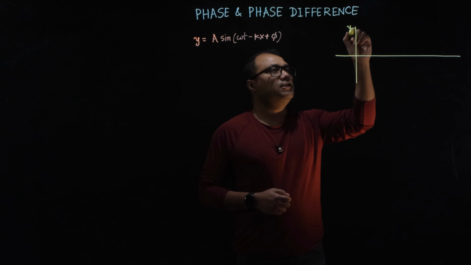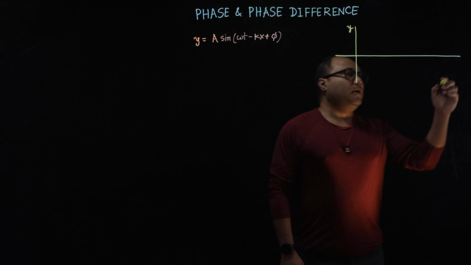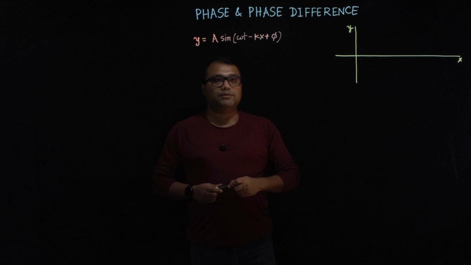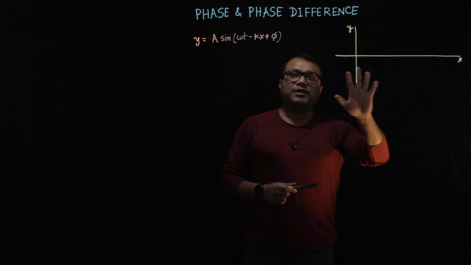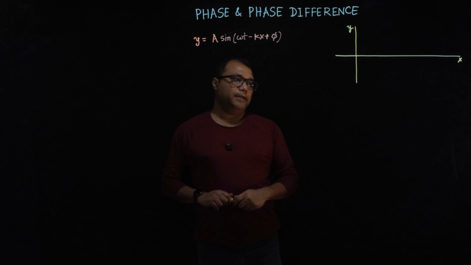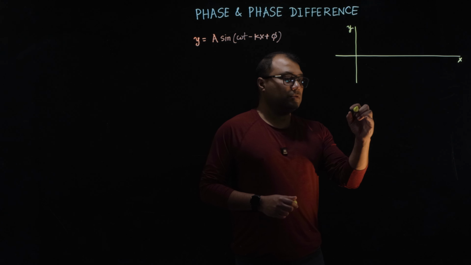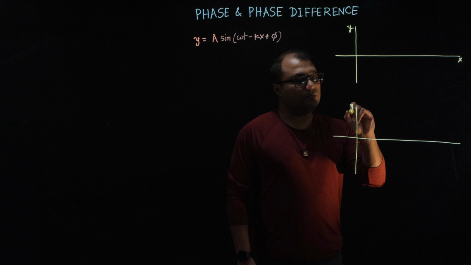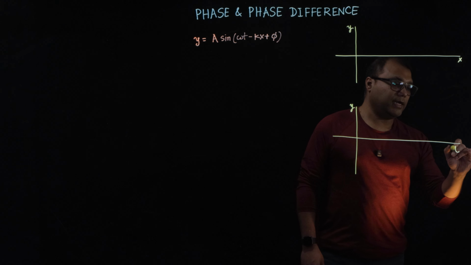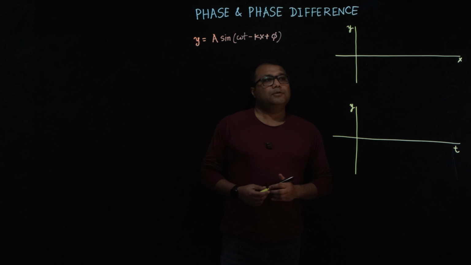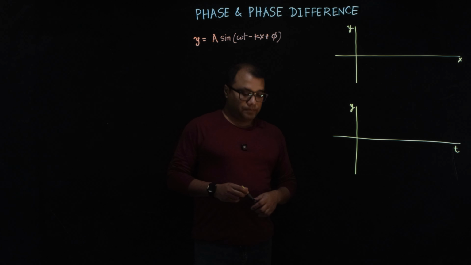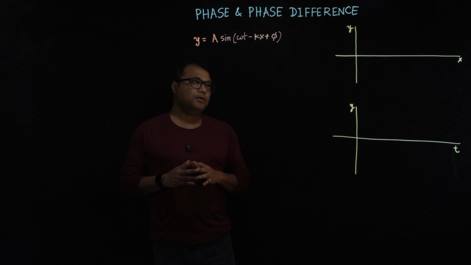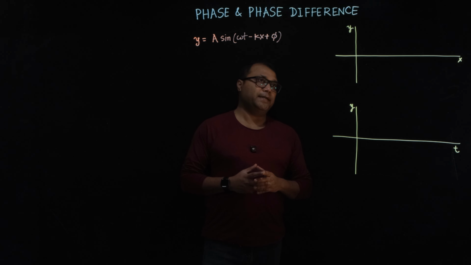So this is our disturbance, and let's say this is our x coordinate, which is the direction along which the wave is traveling. Okay. I will also draw the disturbance y versus time graph. So these two are important graphs. Okay. So even before plotting anything here, let's just imagine or try to understand what these graphs represent.